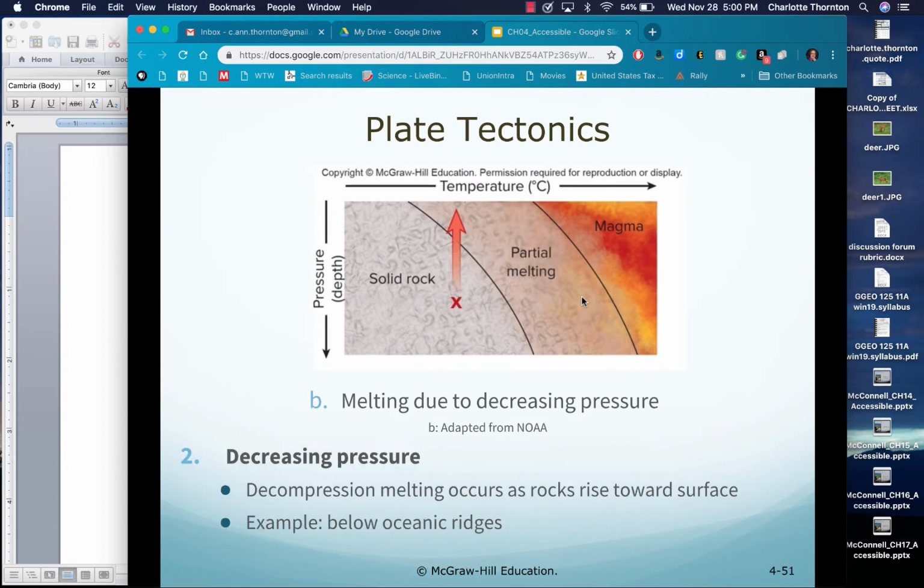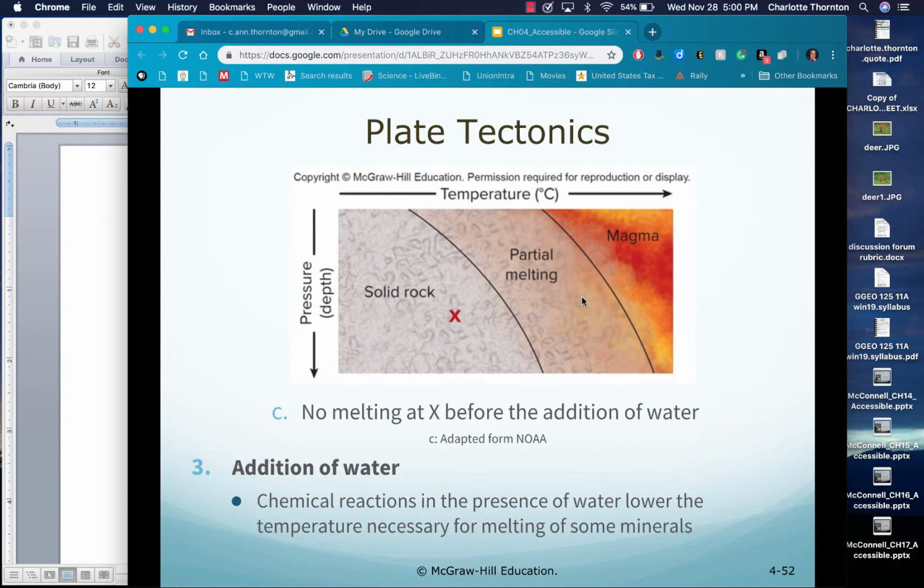Now here it shows how the melting is due to decreased pressure. Decompression melting occurs as rocks rise toward the surface. An example of this would be what occurs below ocean ridges.